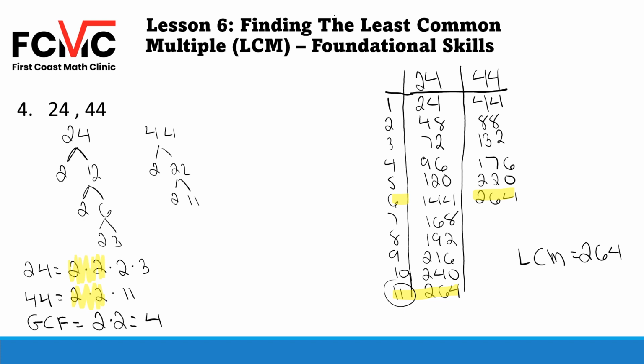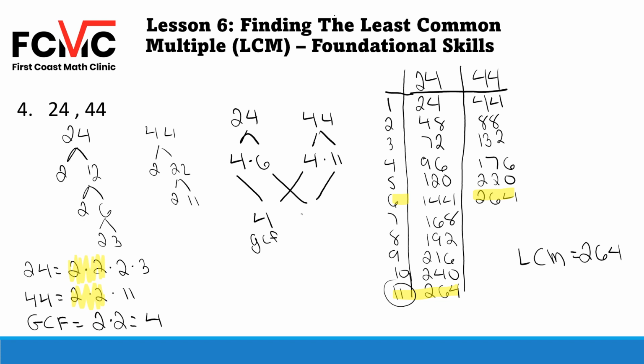All right. So let's factor this out. 24 is 4 times 6. 44 is 4 times 11. So let's pull out that 4. So we've got 4, our GCF. And then we've got the remaining values, the 6 and 11. We multiply those together, we get 66. And then 4 times 66 is going to give us 264, which is our LCM.